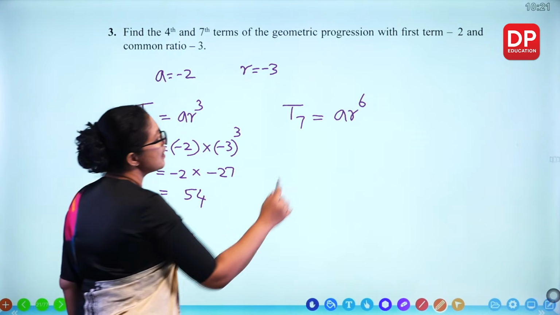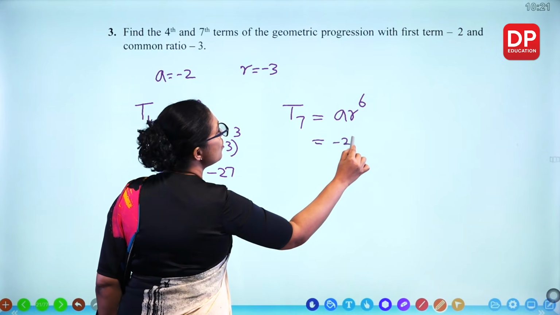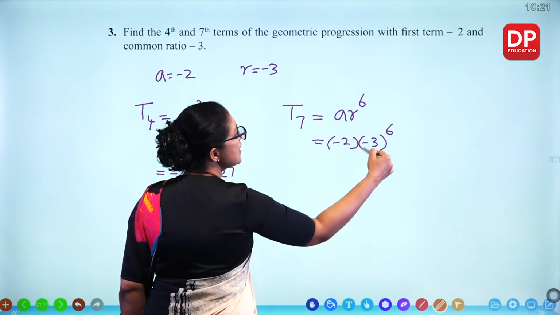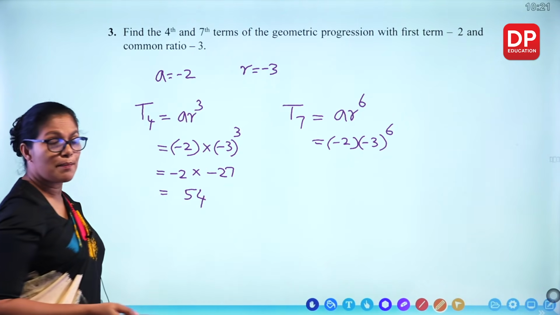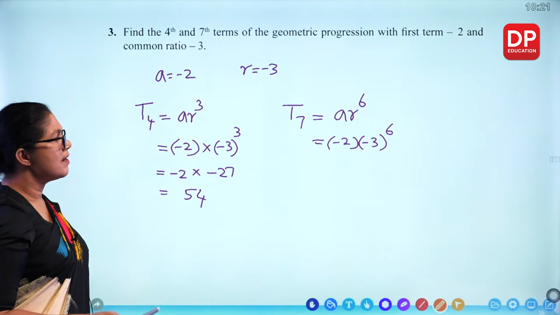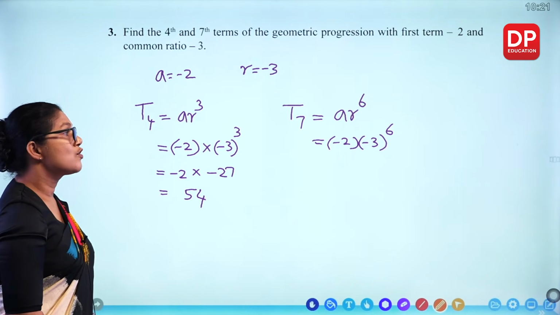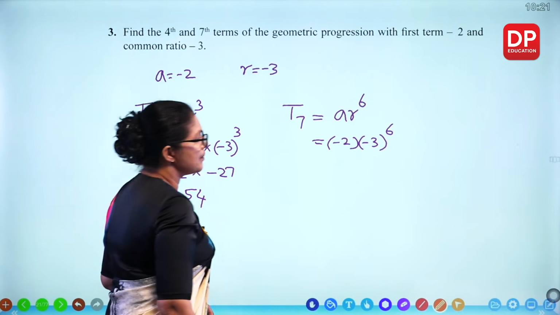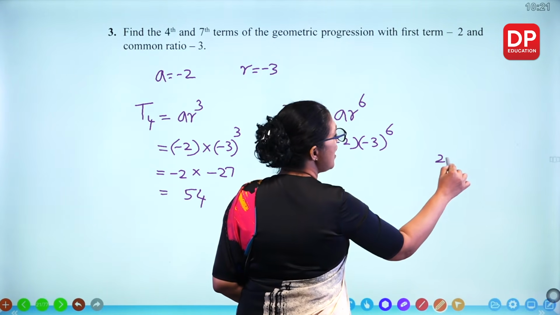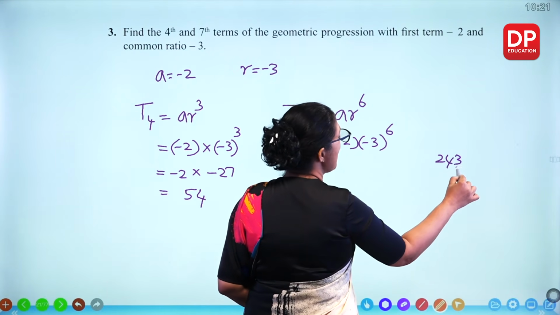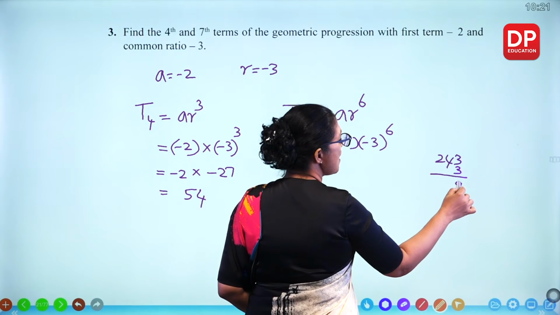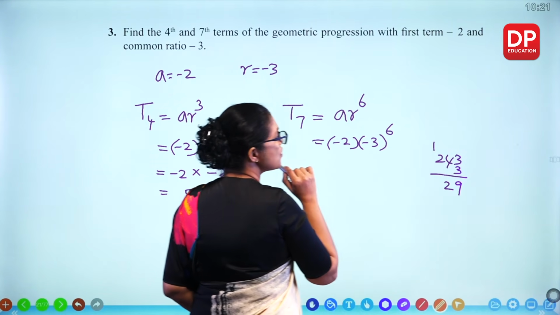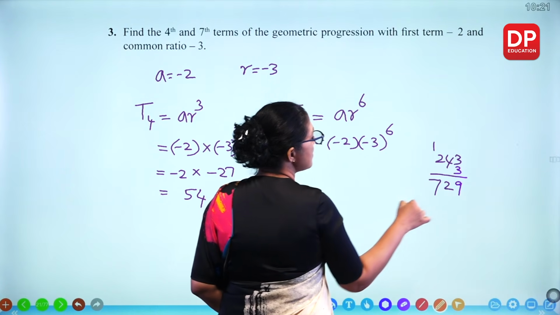Seventh term, A is minus 2, R is minus 3. Now you get even power. Even power, you get a positive answer. So what is 3 to the power 5? 243. 243 multiplied by 3 again. 3 times 3, 9. 3 times 4, 12. 1 remaining. 3 times 2, 6 plus 1, 7.